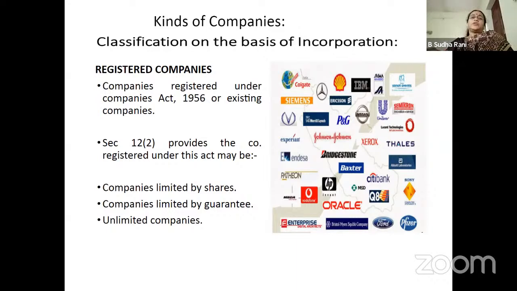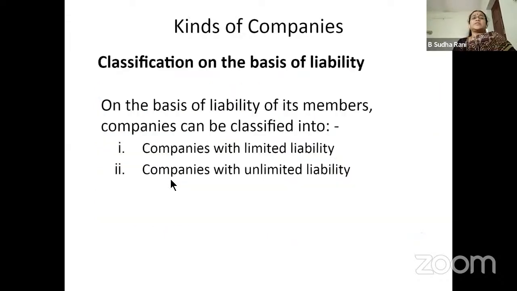Okay. You need to remember these sections wherever I mention them, because you are not writing a common paper, you are writing a company law paper. So you need to remember sections wherever required, right? Again, under the registered companies, you have companies limited by shares, limited by guarantee, and unlimited companies. The same thing we learn under classification of companies based on liability.